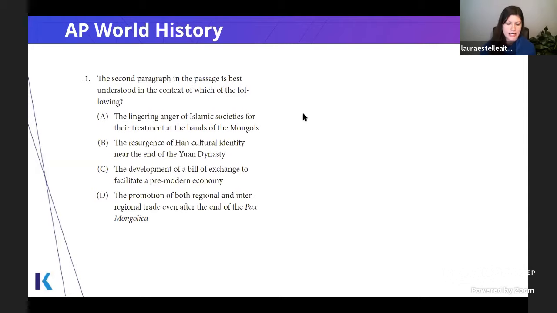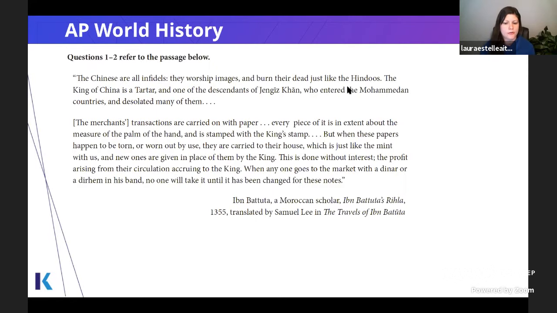It's way less high-tech than it sounds, but you're looking at the first part of each answer choice. So you've got lingering anger. We have resurgence of Han cultural identity, development of a bill of exchange, and we have promotion of both regional and interregional trade. So that's just the first part of the left-hand side of all those. It's a vertical scan. Let's see what matches within, not the whole thing. They're telling us to look specifically at the second paragraph. So I'm going to go back up to the second paragraph.